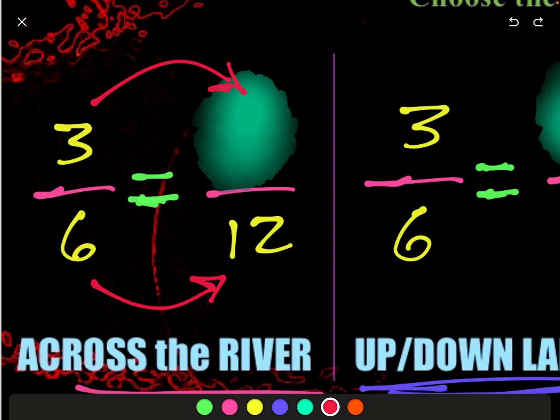Now, how do I get from 6 to 12? Well, it's getting bigger, so you multiply. If it gets smaller, you divide, right? We're talking about multiplying and dividing here. I wouldn't say it's plus 6 because that wouldn't make that ratio true. But we know that we can multiply by a factor of 2, 6 times 2, and whatever you do at the bottom, you do at the top. So it's twice as much on the right side, right? 6 times 2 is 12, so 3 times 2 means that the answer is 6. So 3 is to 6 as 6 is to 12. That's going across the river.